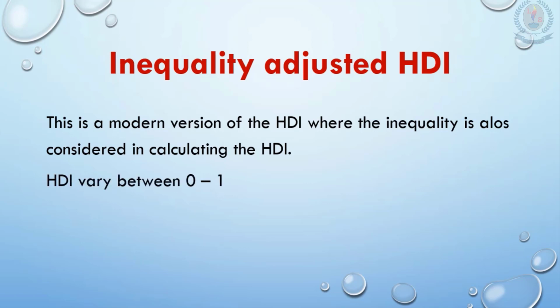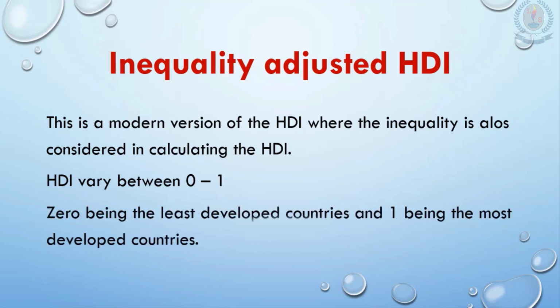Usually, the HDI value will vary between 0 and 1, 0 being the least developed countries and 1 being the most developed countries. So, any country having a value which is 0 point something says that the country is very less developed. If a country is having an HDI value which is 0.9, 0.95 likewise, it means that the country is developed.